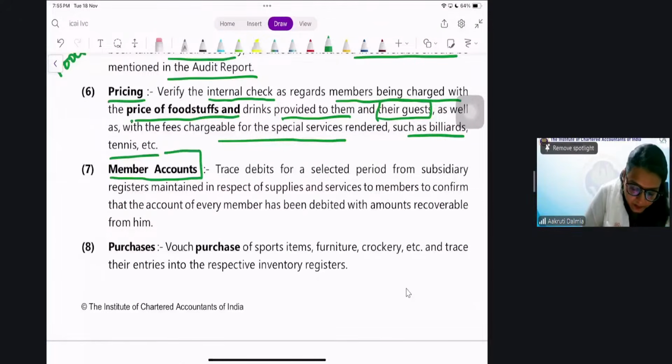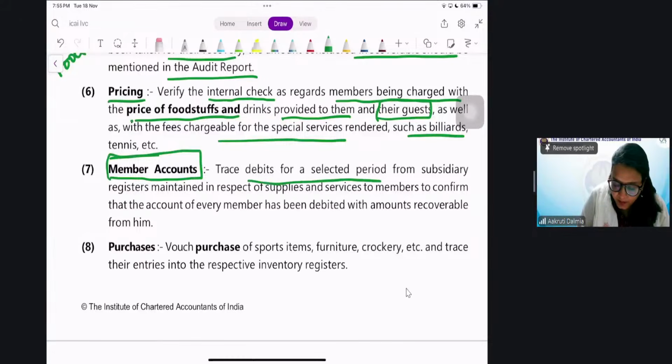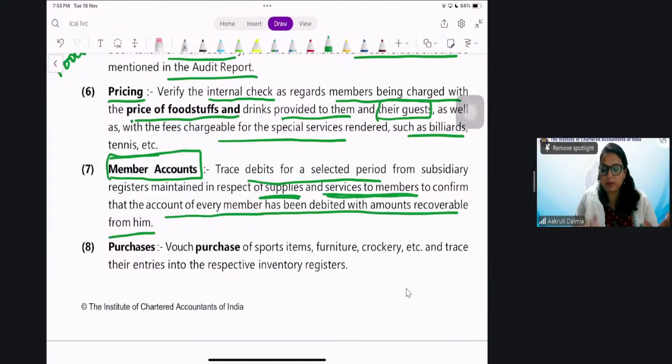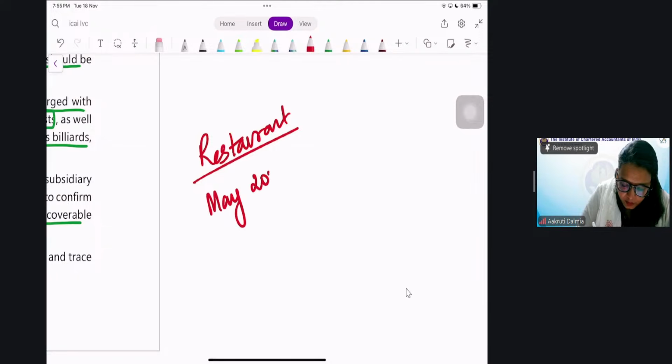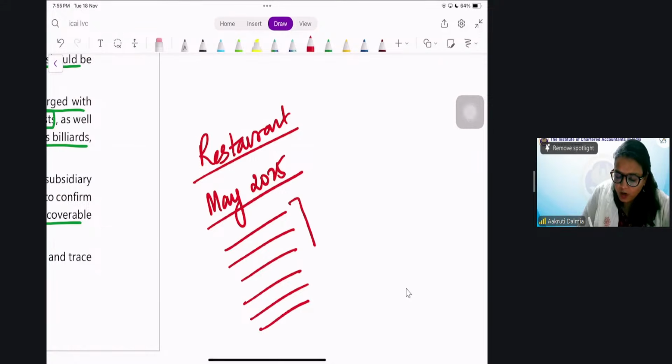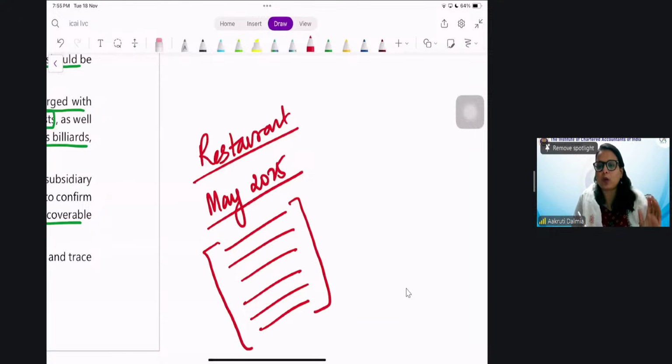Then member accounts. Trace debits for a selected period from subsidiary registers maintained in respect of supplies and services to members to confirm that account of every member has been debited with amount recoverable. What does this mean? See, this is very special point. See, if you are checking, let's say, within the club, there is a restaurant. So let's say restaurant in the month of May 2025 had some expenses and some incomes. So here you have a total of expenses and income in May 2025.